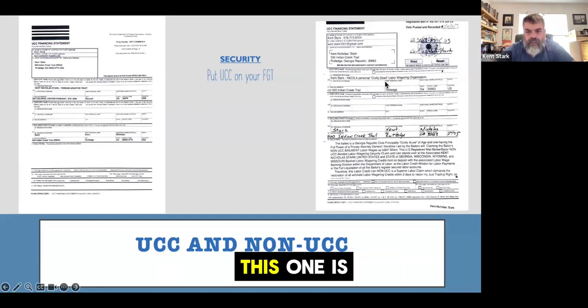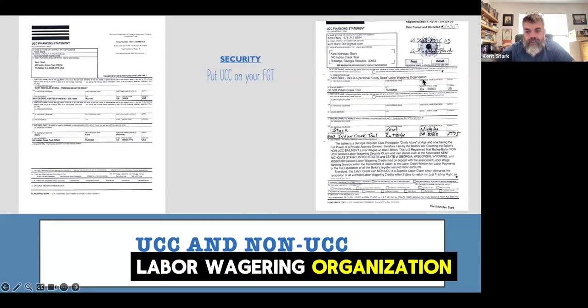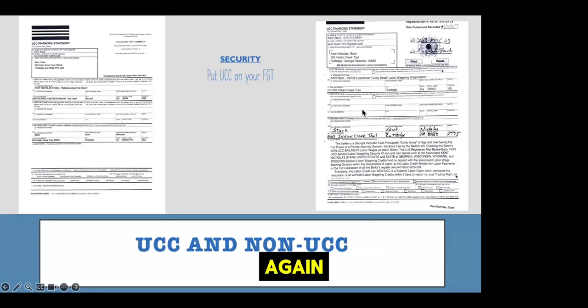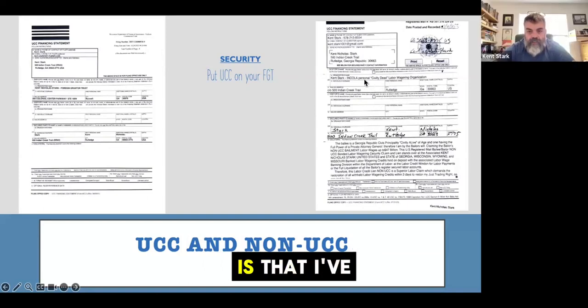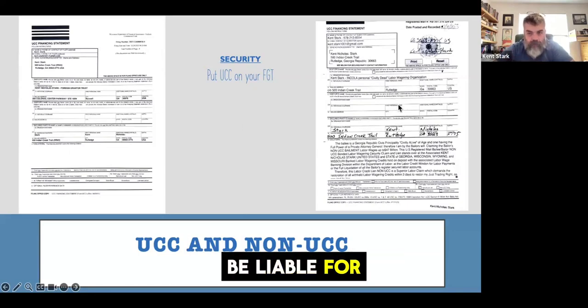But basically what this one is you are going and you're putting in a lien on your labor. This is the civilly dead labor wagering organization, which is your name in the state that you were born in. Okay. So all this stuff is on the website. Again, you can read about it there, but this is what I've done is that I've done this stuff so that I personally can't be liable for any of this stuff.